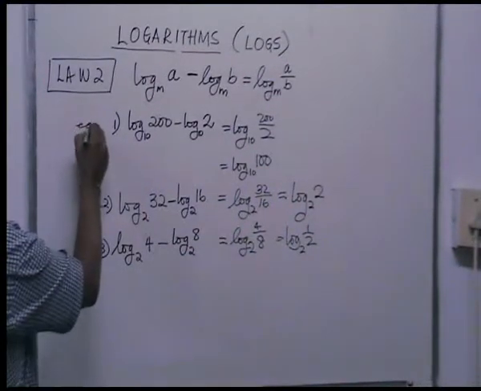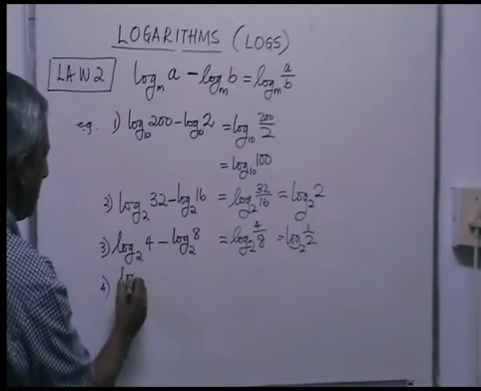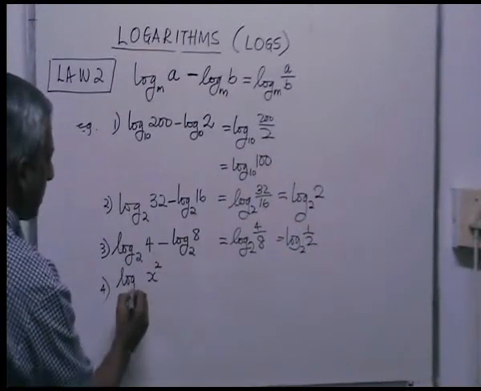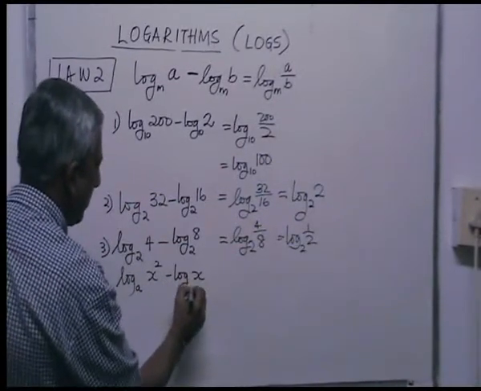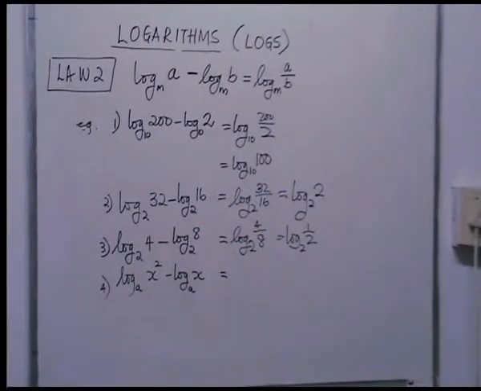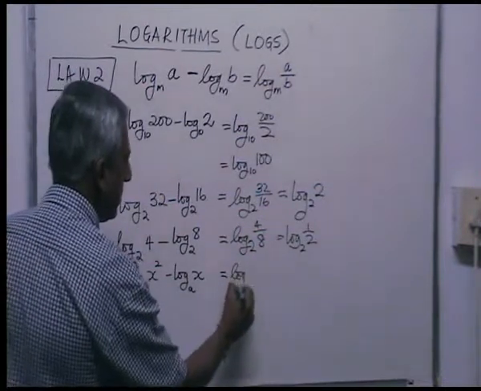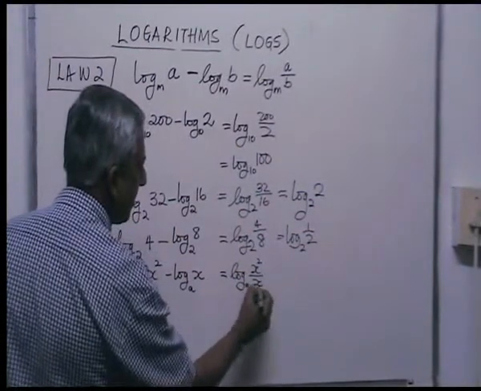All these are examples. Number 4, suppose I had some letters. Log of x squared to the base a minus log of x to the base a is equal to. Now, firstly, there's a minus sign, yes. Bases are exactly the same, yes. Therefore, the law can apply. So the answer will be log of x squared divided by x to the base a.